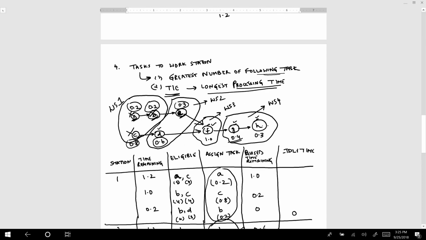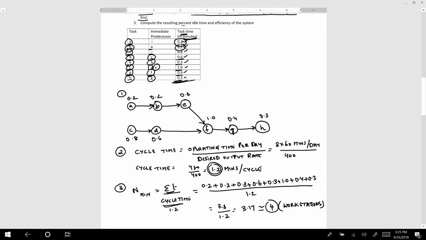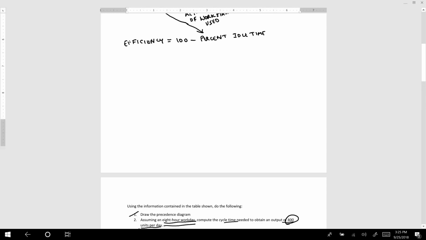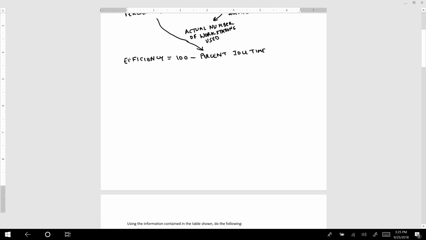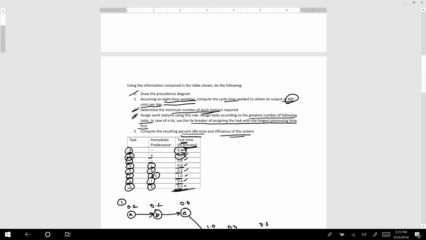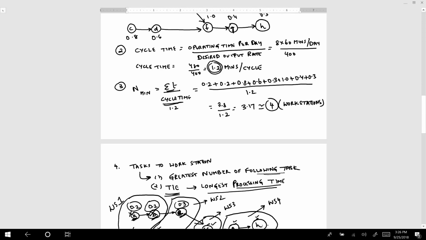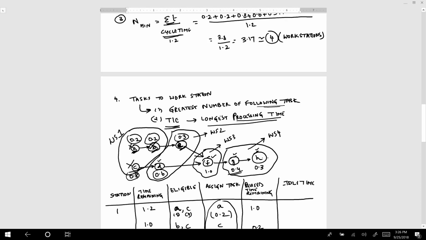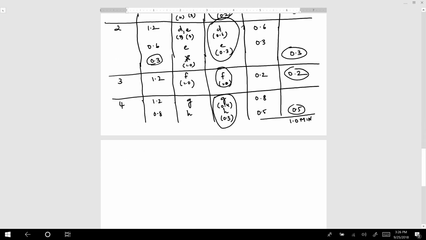Now the final part of this question is to compute the percent idle time and efficiency. For percent idle time, our formula is idle time per cycle divided by n actual multiplied by cycle time multiplied by 100. Here n actual is the number of workstations we used, which is 4: workstation 1, workstation 2, workstation 3 and workstation 4. So let me use the formula.